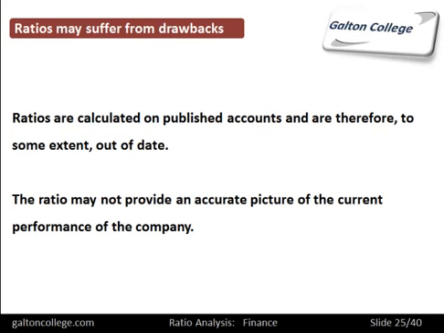Ratios are calculated on published accounts and are therefore, to some extent, out of date. They're based on published accounts. The balance sheet is at a particular date, and ratios based on the balance sheet will be related to that particular date. It doesn't say how the business is doing right now. The balance sheet is a historic document. It's based in the past when the accounts were drawn up. So it is out of date. The ratios will be out of date because they are based on out of date information. So the ratios may not provide an accurate picture of the performance of the business.